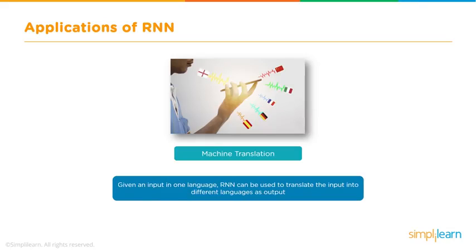Machine translation. Given an input in one language, an RNN can be used to translate the input into a different language as output. I myself am very linguistically challenged. But if you study languages and you're good with languages, you know right away that if you're speaking English, you would say big cat, and if you're speaking Spanish, you would say cat big. So translation is really important to get the right order; there are all kinds of parts of speech that are important to know by the order of the words.